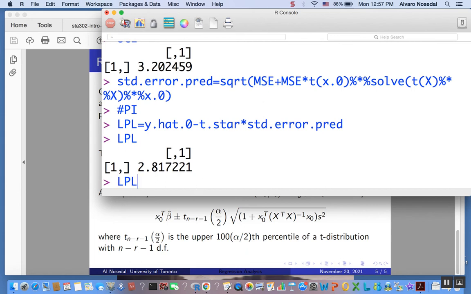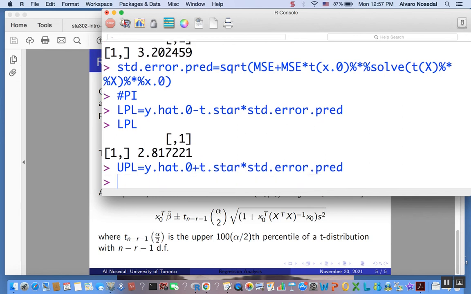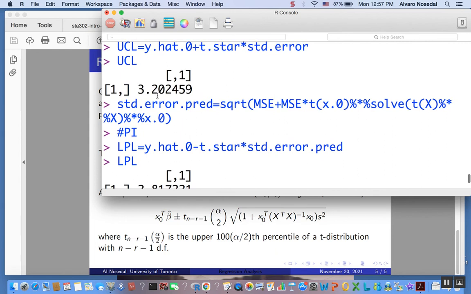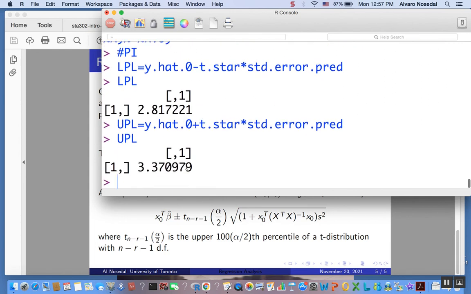Now let's change LPL to find the upper prediction limit. We have a plus instead of a minus. UPL, right? So 3.37, and this is to the right of 3.20. So yes, it's wider than the confidence interval. Okay.